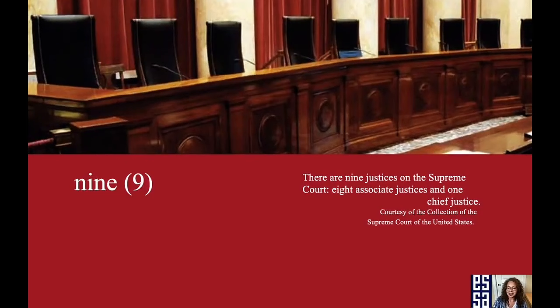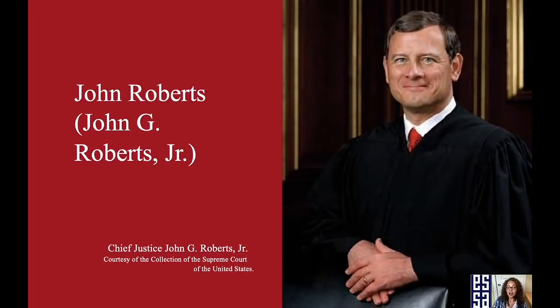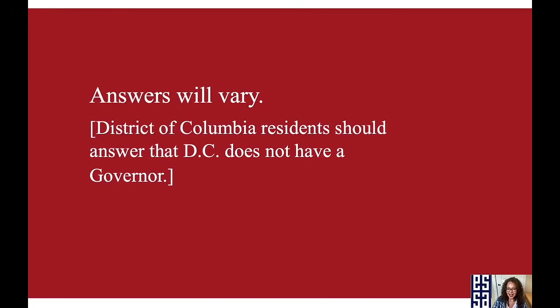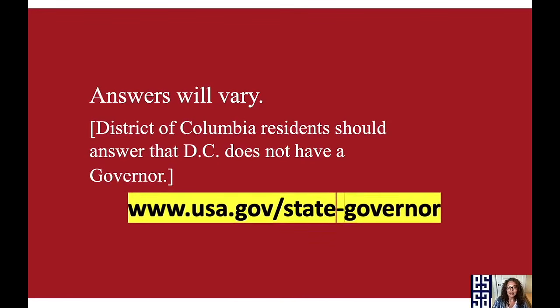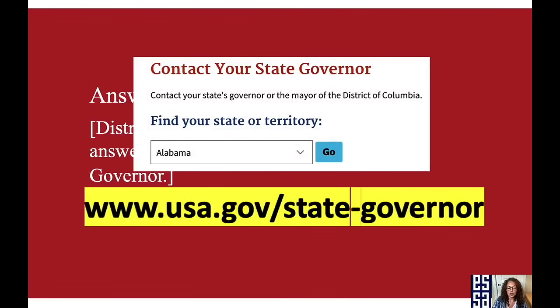How many justices are on the Supreme Court? 9 justices. Who is the Chief Justice of the United States now? That is John Roberts. Who is the governor of your state now? Okay, here's another. Answers will vary, of course, depending on your state. You can go to usa.gov/state-governor. Choose your state to find the name of your governor, or ask us below.